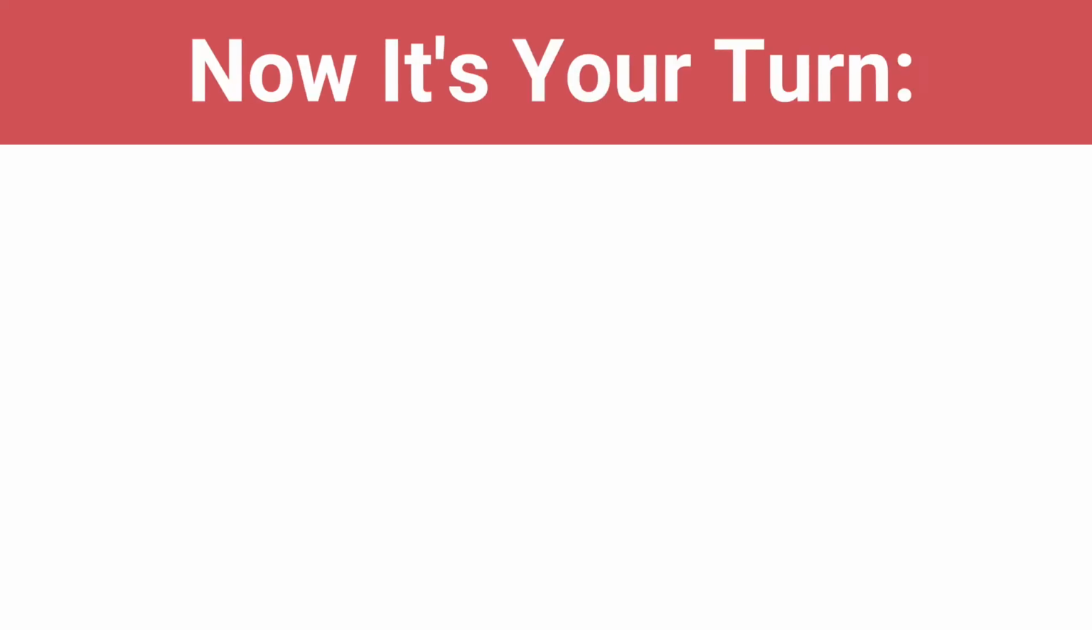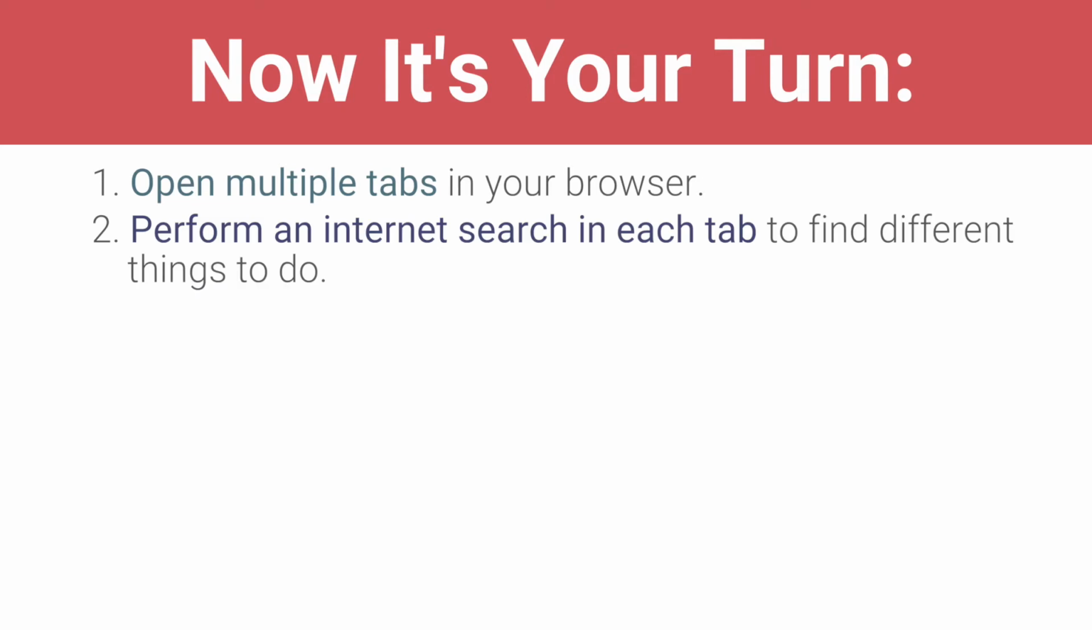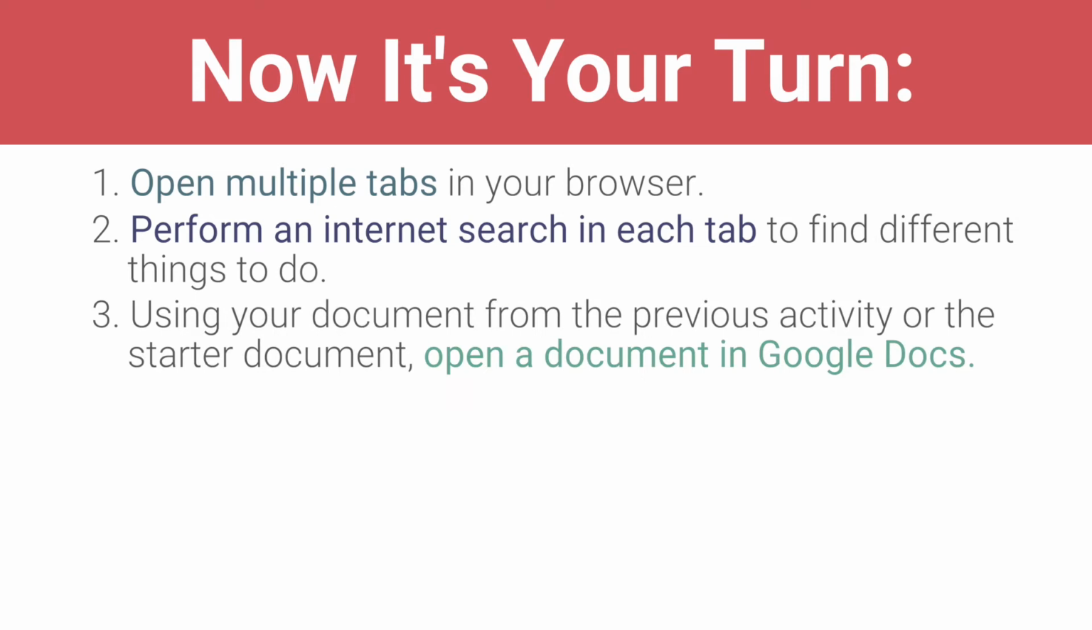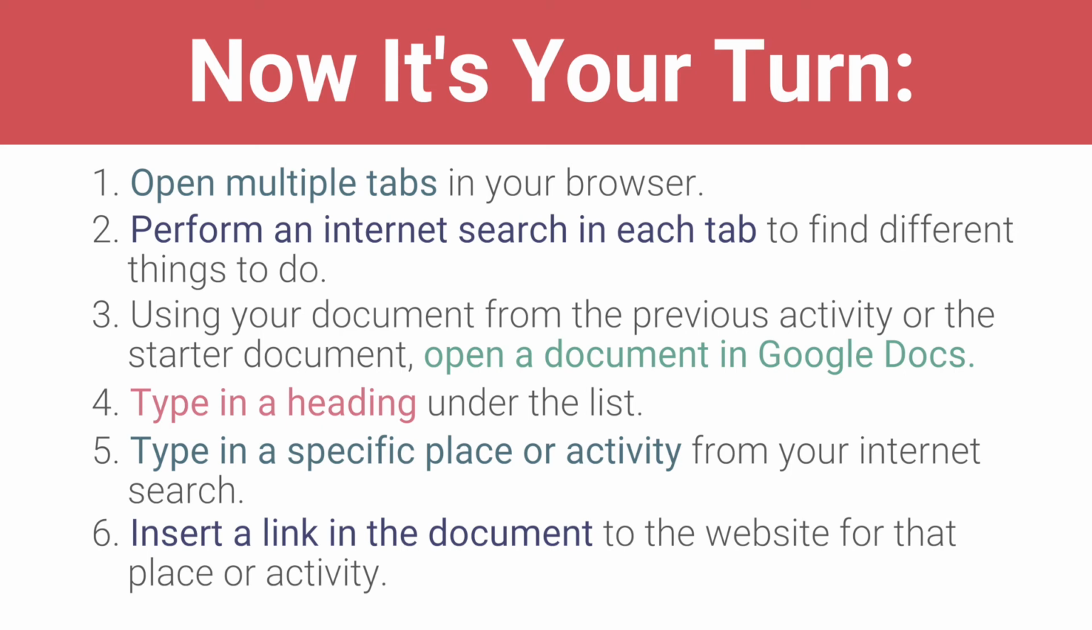Now, it's your turn. Open multiple tabs in your browser. Perform an internet search in each tab to find different things to do. Using your document from the previous activity or the starter document, open a document in Google Docs. Type in a heading under the list. Type in a specific place or activity from your internet search. Insert a link in the document to the website for that place or activity.